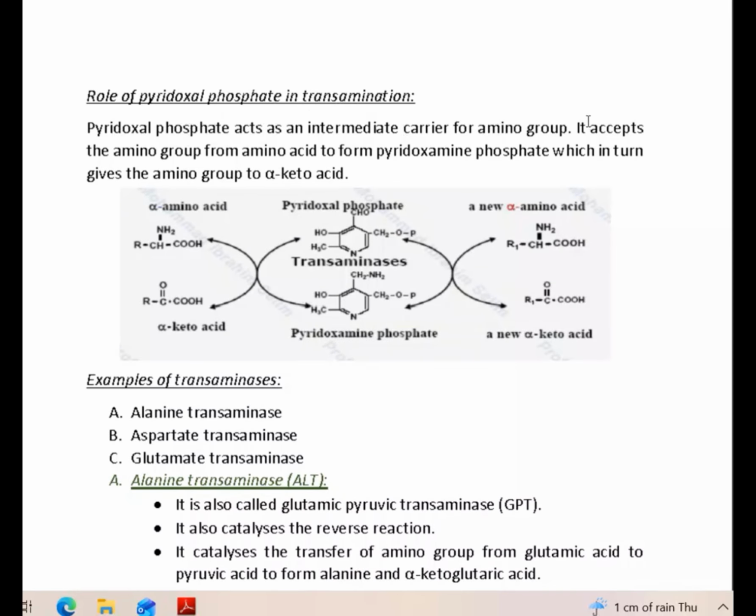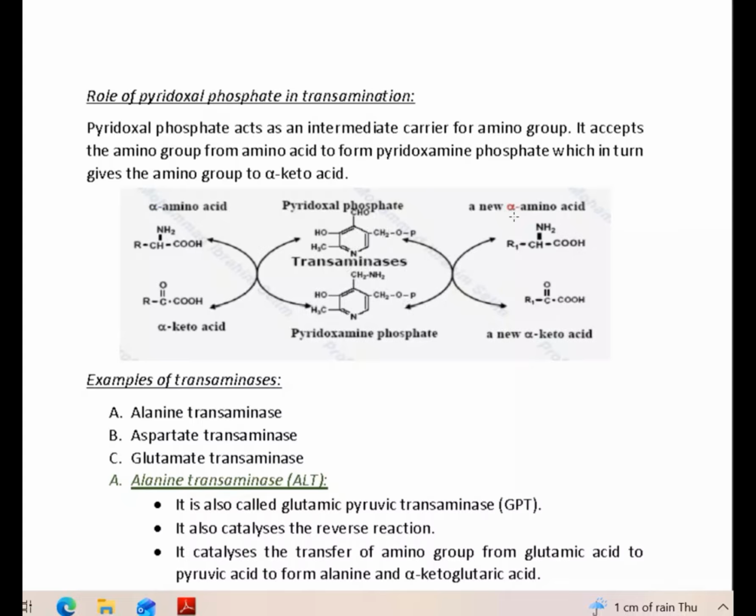This pyridoxal phosphate acts as an intermediate carrier for the amino group, and it accepts the amino group from the amino acids to form pyridoxamine phosphate, which in turn gives the amino group to the alpha keto acids. So these alpha amino acids will be converted to form the alpha keto acids. This pyridoxal phosphate acts as a carrier cofactor intermediate. And then these alpha amino acids will form the new alpha keto acids.